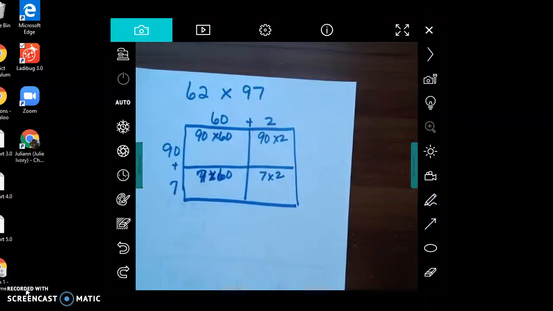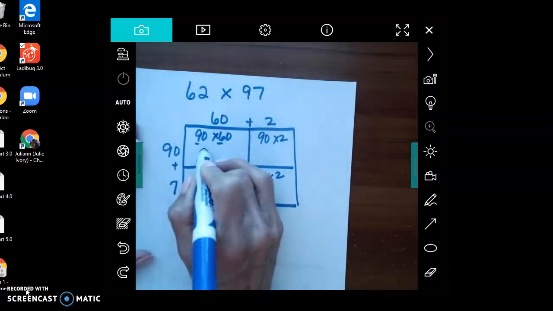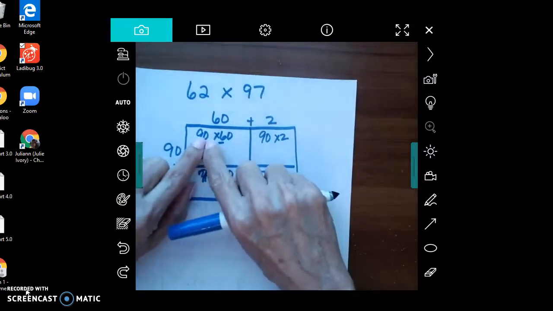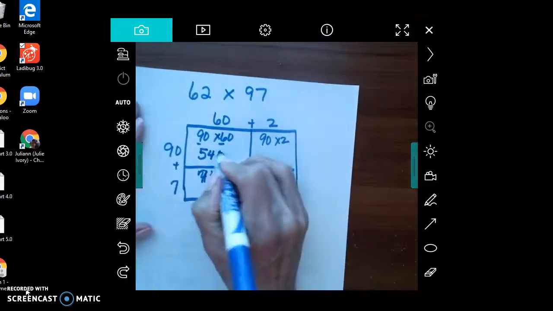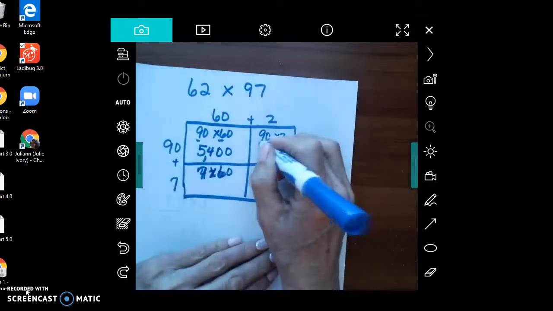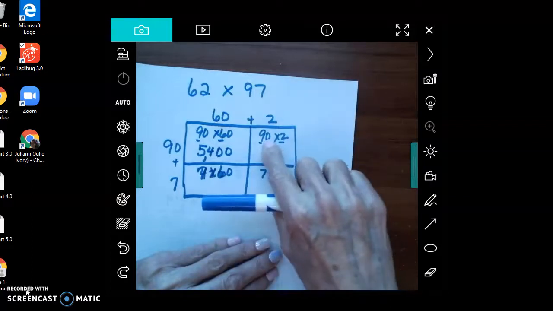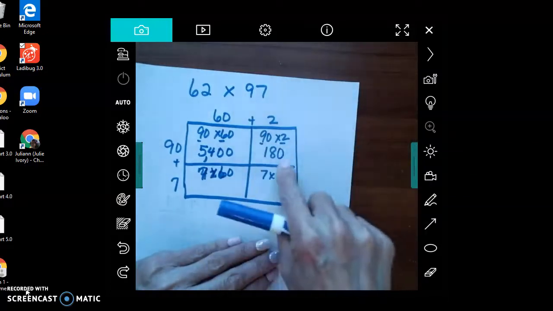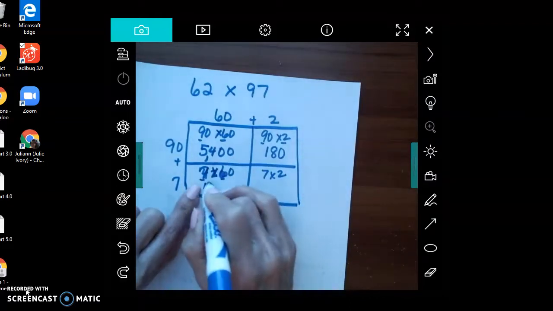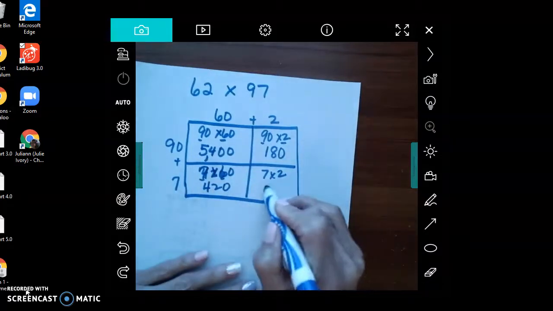Okay, let's solve these. Let's underline our basic facts. 9 times 6 is what? Hopefully you said 54. And we're going to have to shift 1 2 times. So actually, our partial product is 5,400. And then here, we're going to multiply 9 times 2, which is 18, and we have to shift 1 place value to the left. And then, of course, I told you this one earlier, 7 times 6 is 42. Shift 1 place value, and then 7 times 2 is 14.